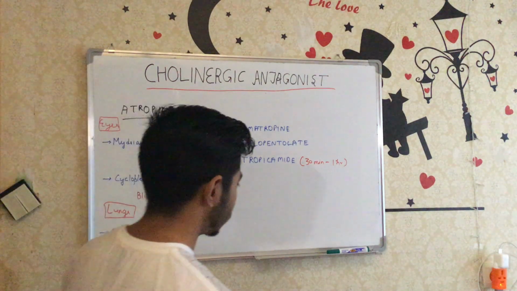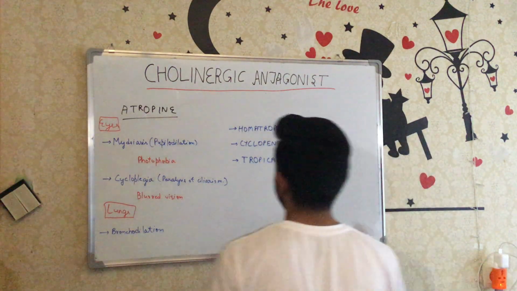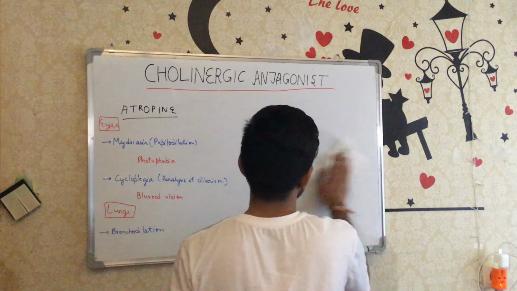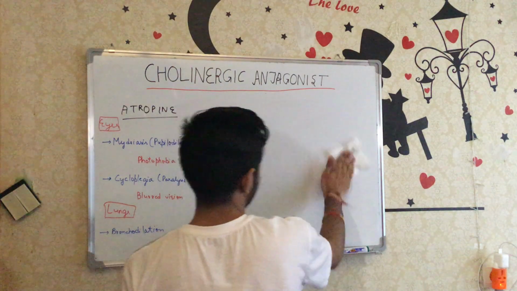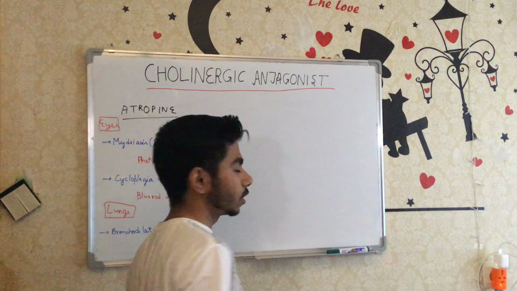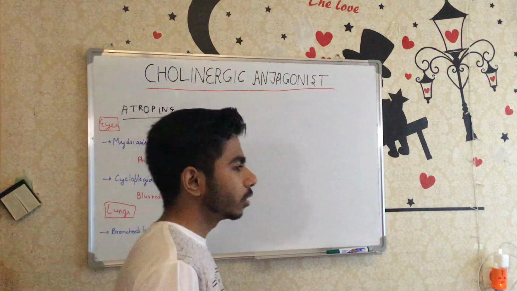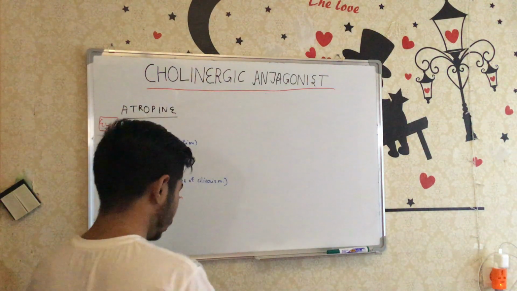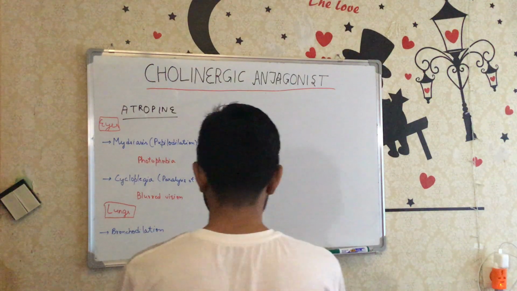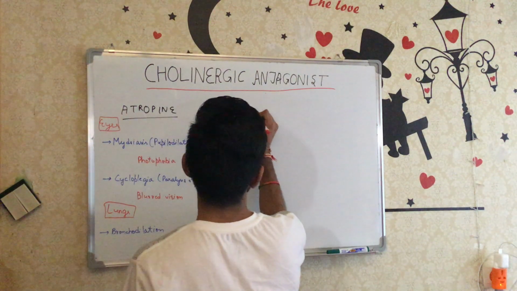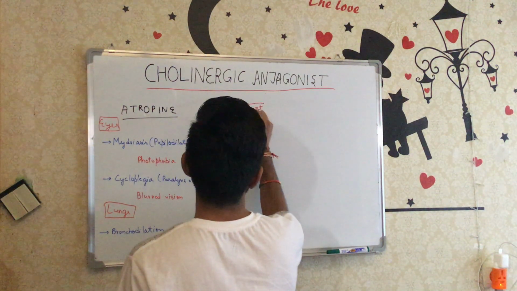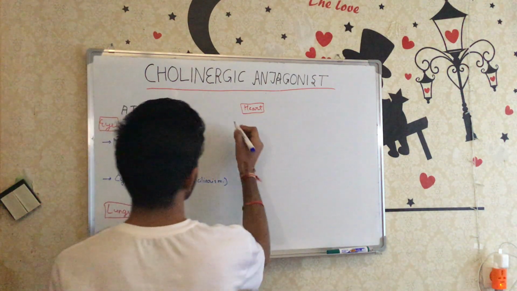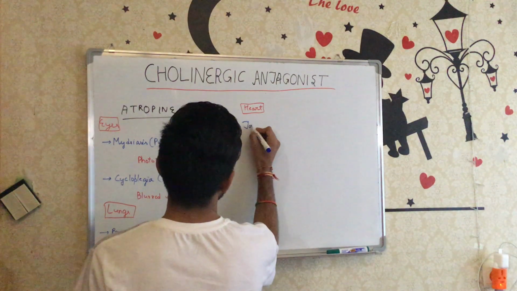Now let's talk about the heart, what it will do with the heart. Actually, it accelerates the heart rate by blocking the M2 receptors present on the heart, for example on the SA node or AV node. So about the heart, it will cause tachycardia.